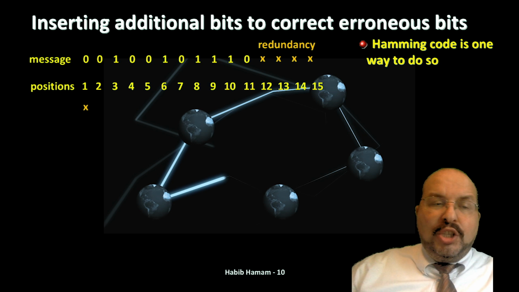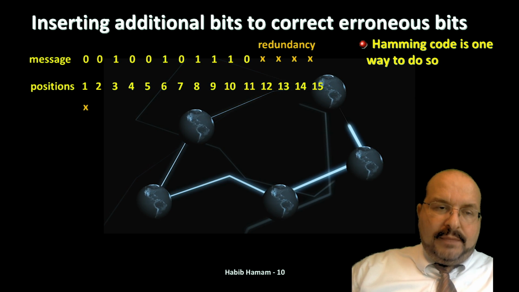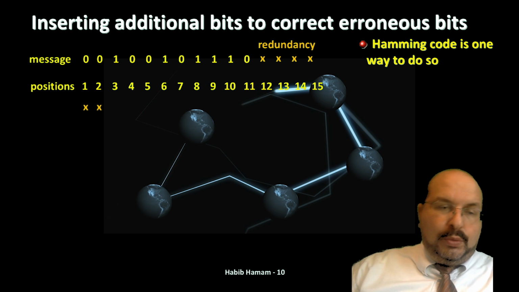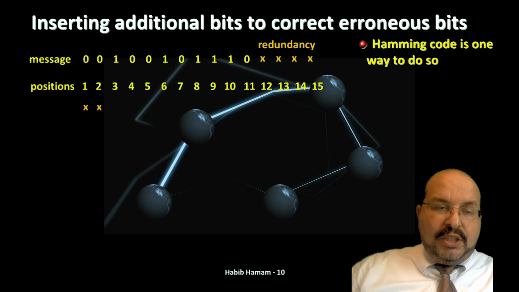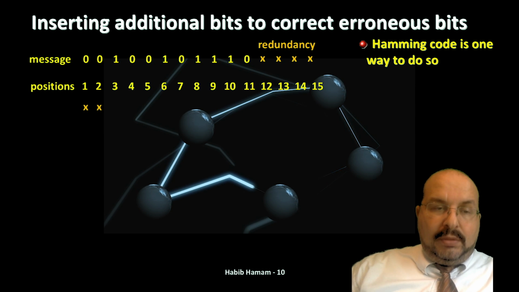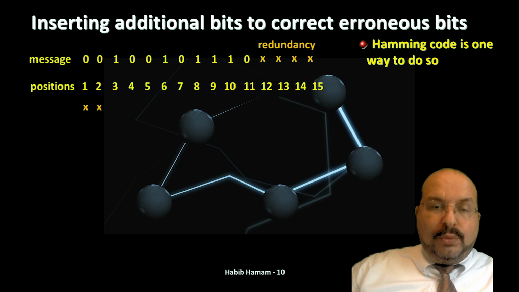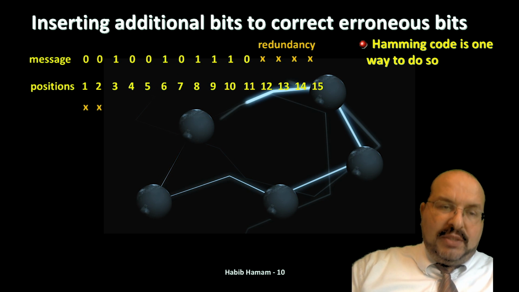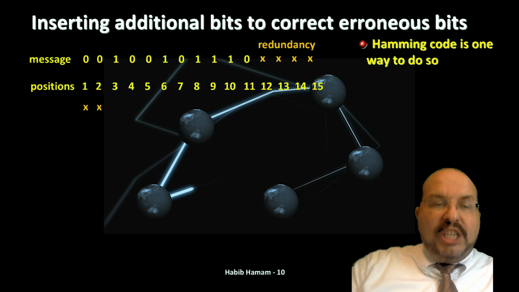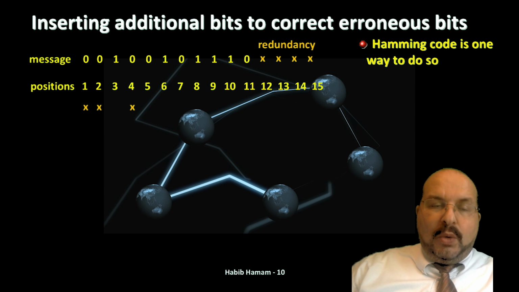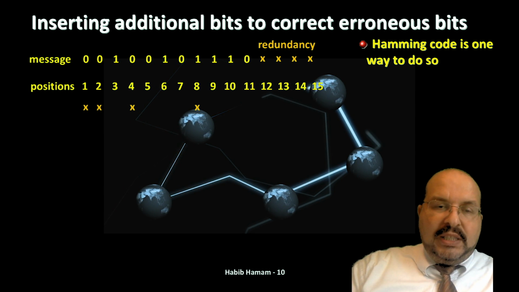So at position 1, we'll put one redundancy bit. At position 2, we'll put also another redundancy bit, not an information bit. And in general, at all positions which are power of 2, we put redundancy bits. Now, in the rest of positions, we'll put information bits. So, at position 4 and also at position 8, we have redundancy bits.